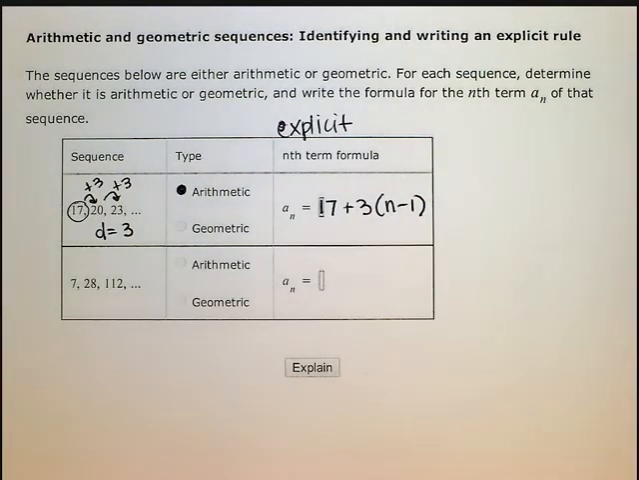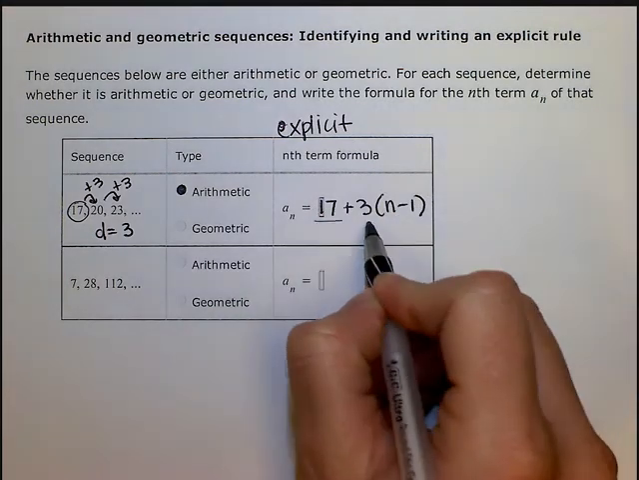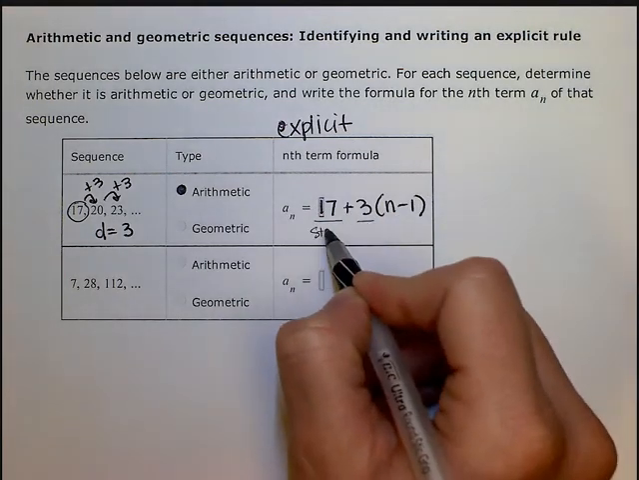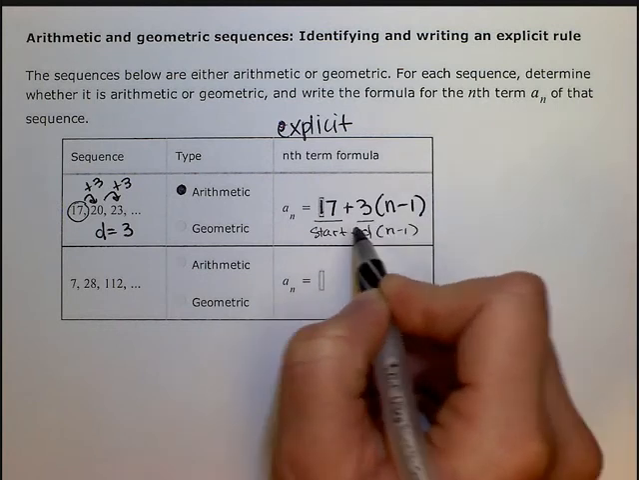Now, if you look at your notes, that's the basic formula. You do your starting value plus your common difference times n minus 1. That's always how you do it.